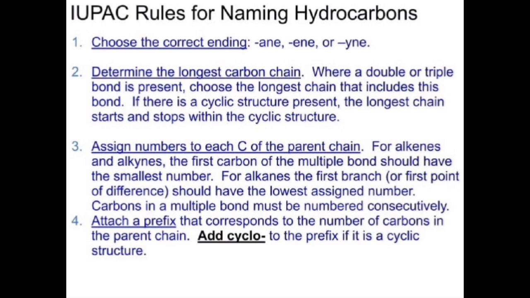The second rule is to determine the longest carbon chain. Where a double bond or triple bond is present, choose the longest chain that includes this bond. If there is a cyclic structure present, the longest chain starts and stops within the cyclic structure.